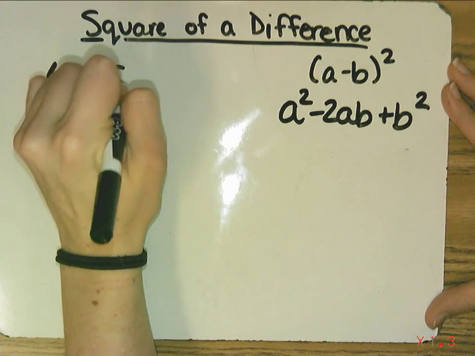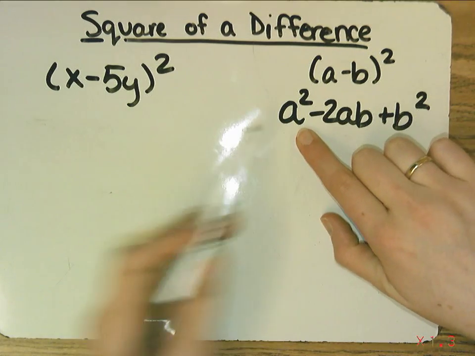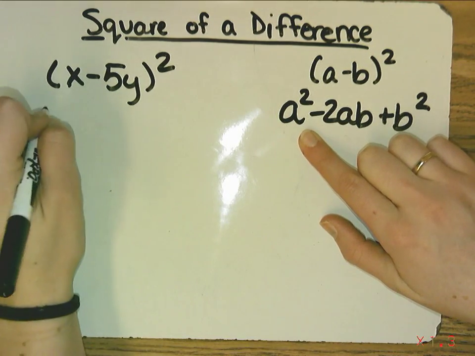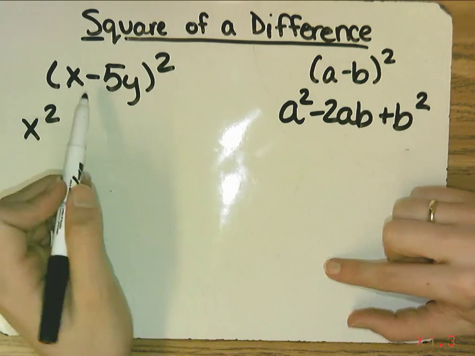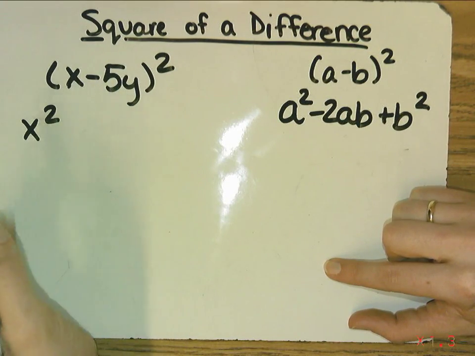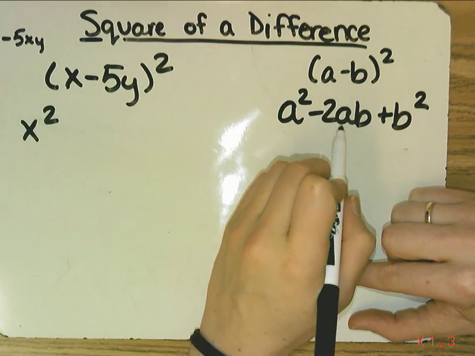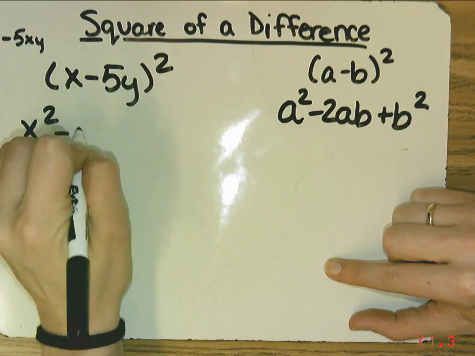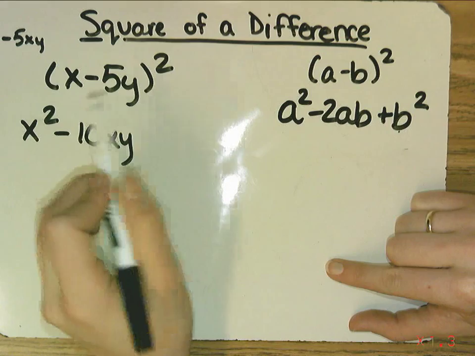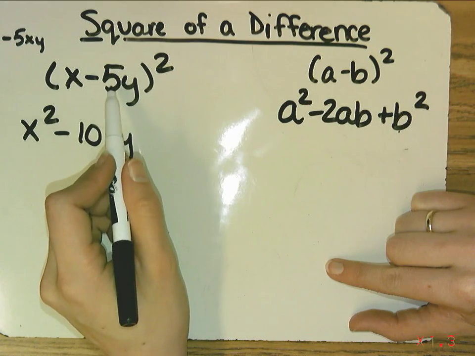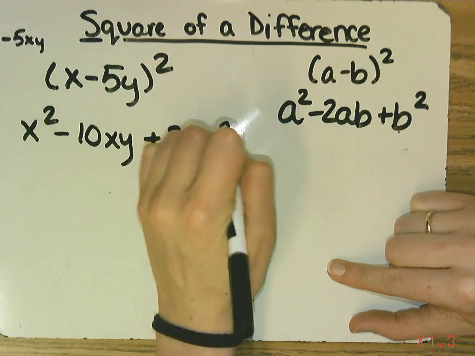If I have x minus 5y squared, I'm going to square the first term, so that would be x squared. I'm going to multiply my two terms together, so negative 5y times x will give me negative 5xy. Now I'm going to double that, so that would be negative 10xy. And I'm going to square the last term. Negative 5y squared gives me positive 25y squared.